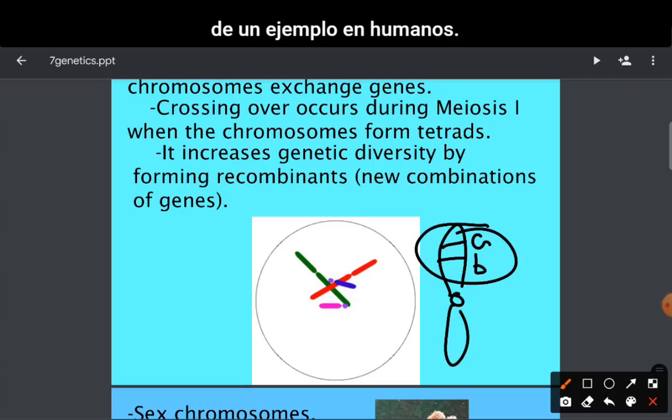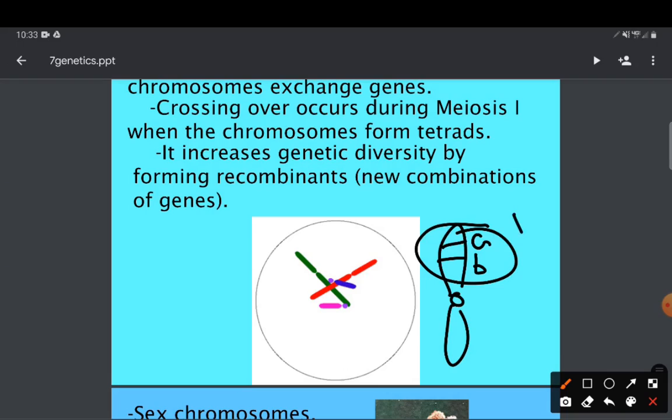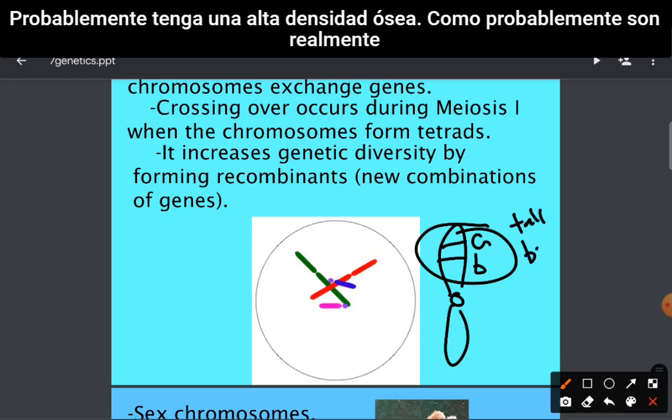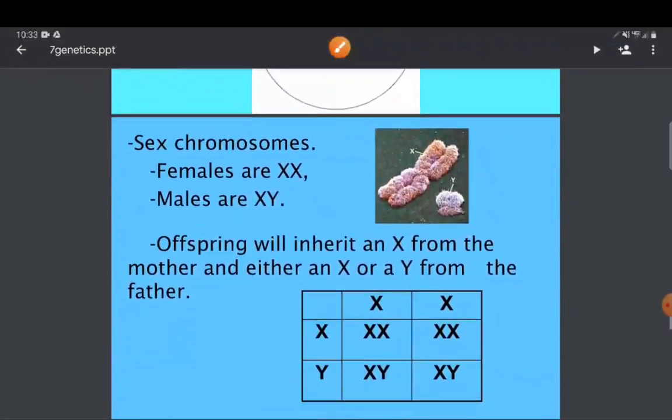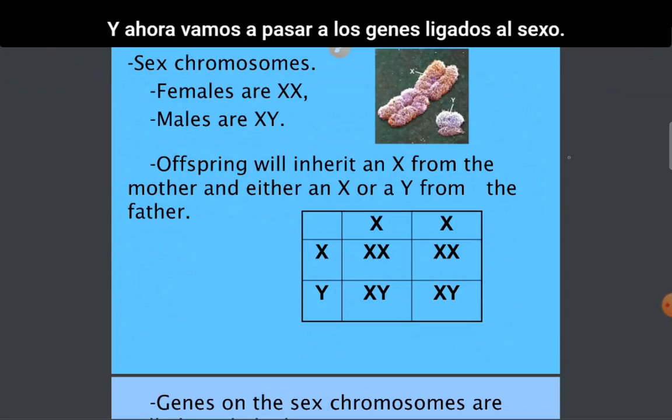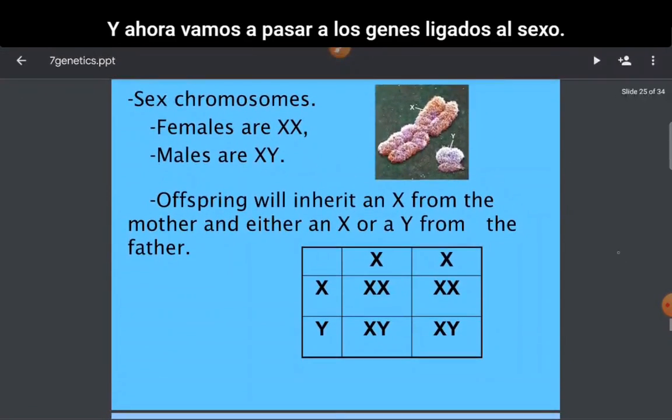I'm trying to think of an example in humans. So, for example, if you have, I don't know. I'm having a hard time imagining. If you're really tall, you probably have high bone density, because they're probably really close together. That's just a guess. All right, so that's linked genes, and now we're going to go over to sex-linked genes.